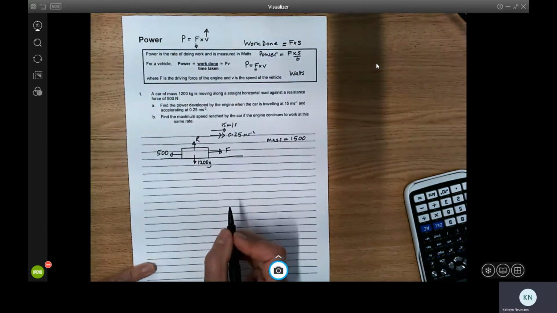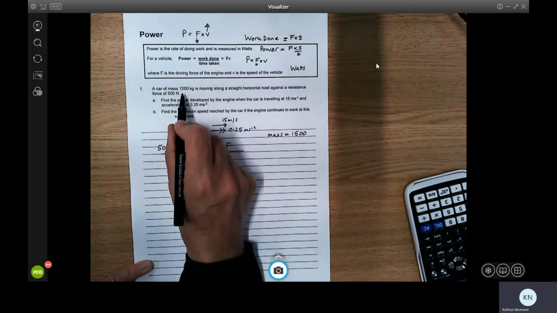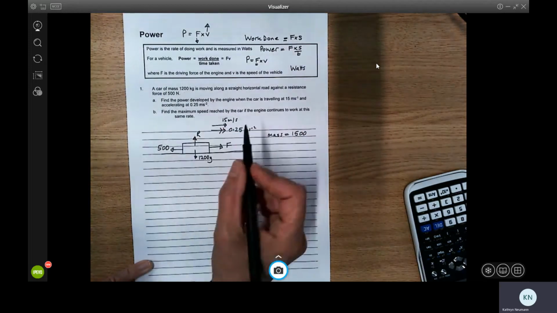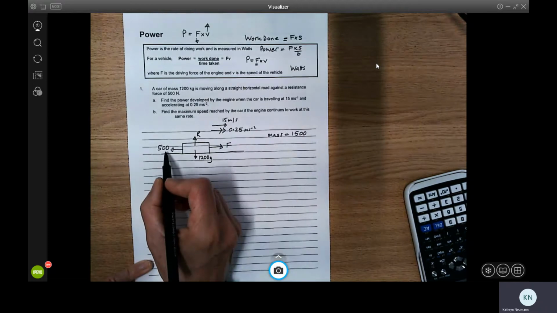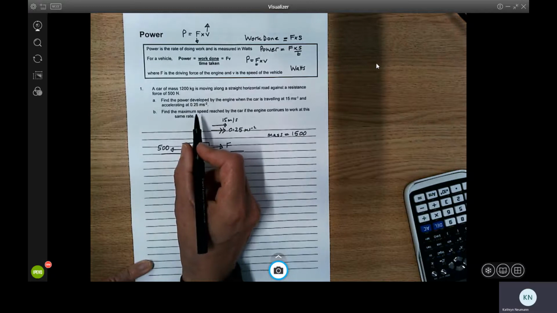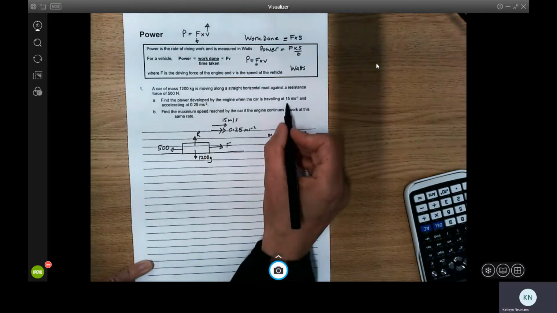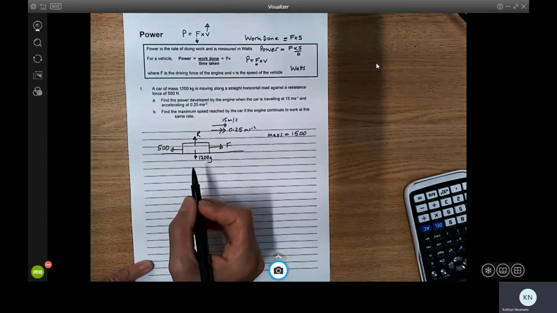So let's have a look at the first question here. We've got a car of mass 1,200 kilograms moving on a straight horizontal road against a resistive force of 500 newtons. And we're asked to find the power developed by the engine when it's travelling at 15 meters per second and accelerating at 0.25 meters per second squared.